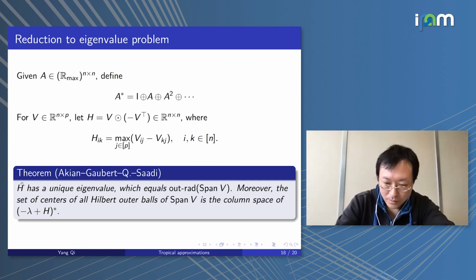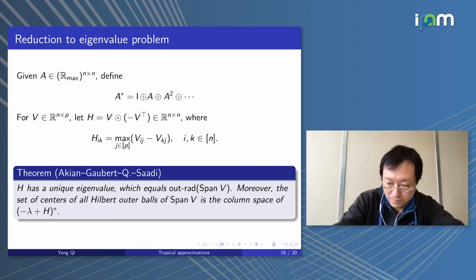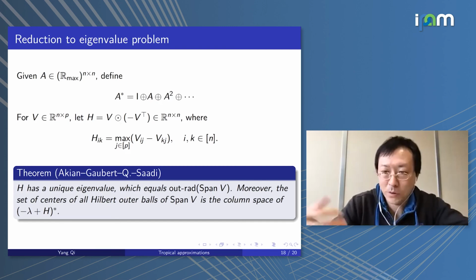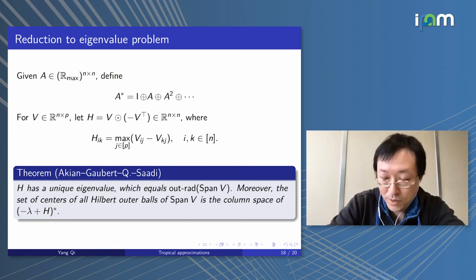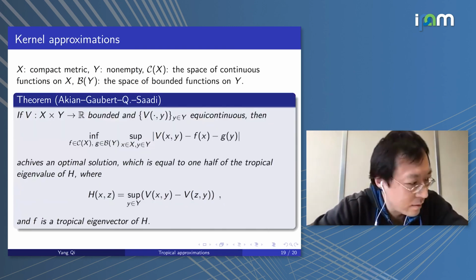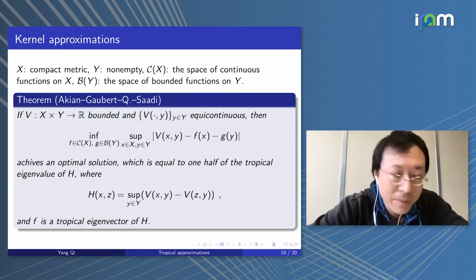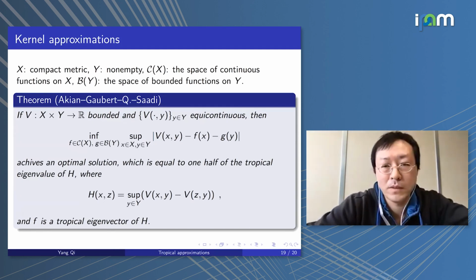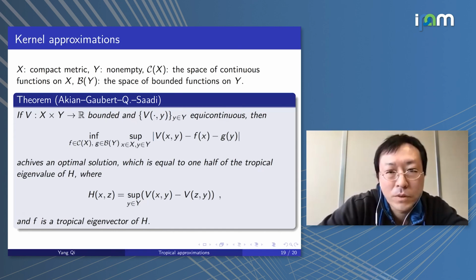So combinatorially, this is given by the max cycle mean, or by algorithms, we can still run the value iteration algorithm as before. Okay, so here is maybe a functional case of rank 1 approximation, which also has some application in approximation theory.